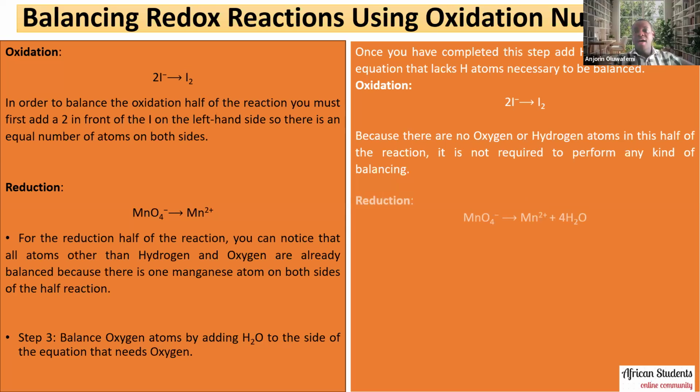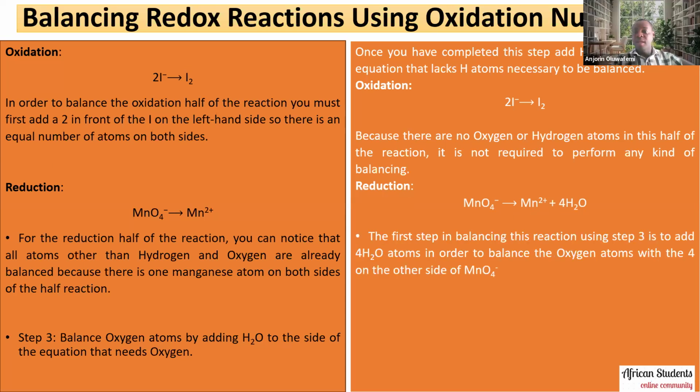But the reduction half of the equation, you discover that you have oxygen and you have hydrogen, so you need to carry out step 3 on this particular one. The first step in balancing this reduction using step 3 is to add 4 molecules of water in order to balance the oxygen atoms with the 4 on the other side of MnO4 minus. So we do that. Once you add that, the oxygen is balanced.